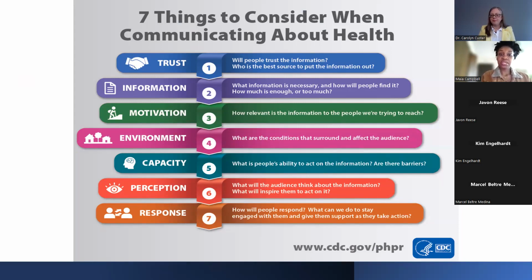So the second point is information. Is the information necessary? Is it too much? Information overload is definitely a thing. So considering if that information is relevant to the appointment. Motivation. So what's relevant to the person's personal motivation? What goals do they have? We'll get into motivation and motivational interviewing later in the presentation.